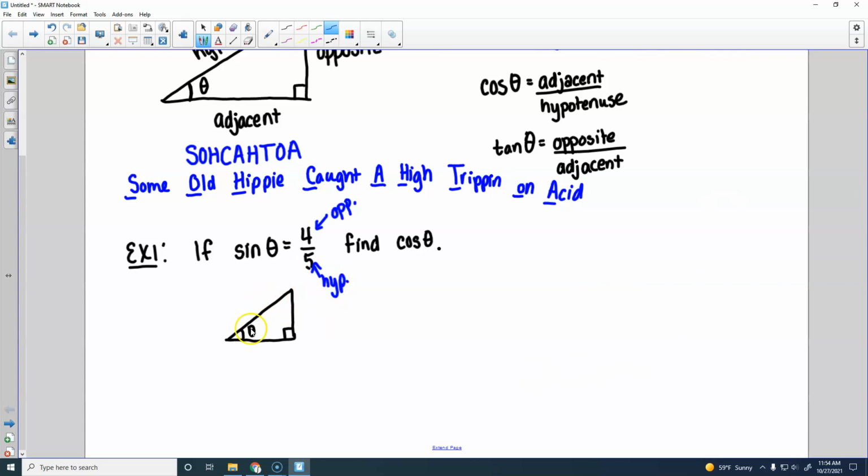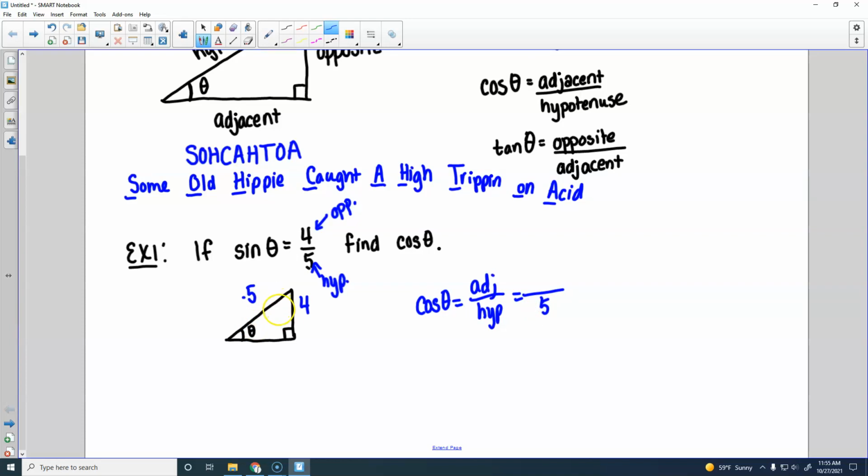So the opposite side here would be this side right here, which would be 4. And the hypotenuse would be 5. So I'm going to label those. If I want to know cosine of theta, I need to know adjacent over hypotenuse, and I already have the hypotenuse, it is 5, right? So I've got that. How could I find the adjacent side?